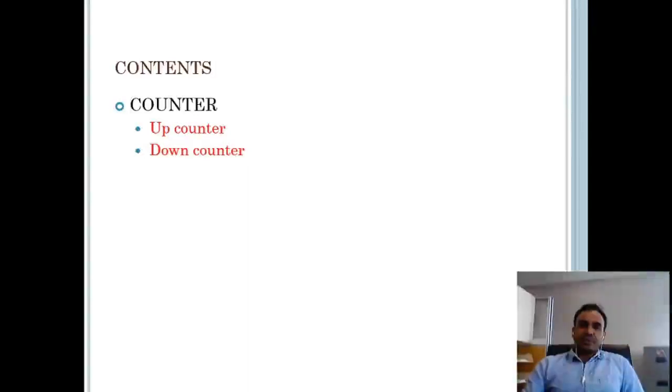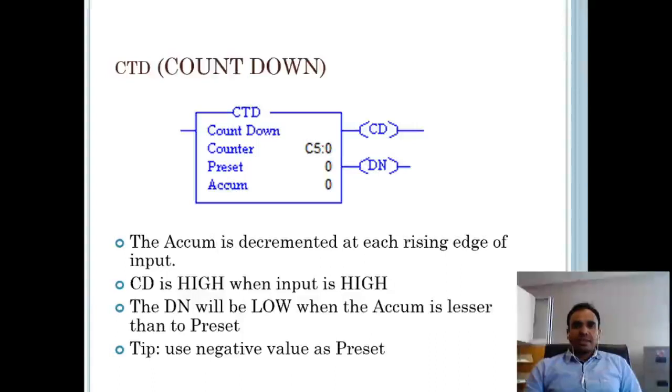As we discussed in the previous video, there are two types of counters in Logix Pro software, up counter and down counter. We discussed up counter in the previous video. In this video we will discuss down counter. In a down counter, the accumulator is decremented at each rising edge of the input. The output CD will become high when the input is high. The output DN bit will be low when the accumulator is less than the preset. A tip that I can give is to use a negative value as preset.